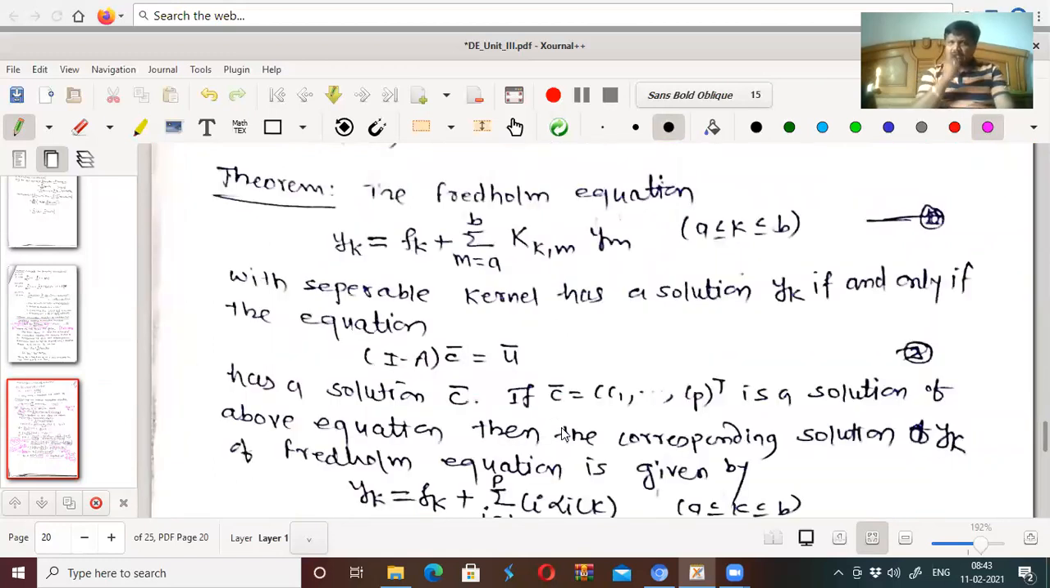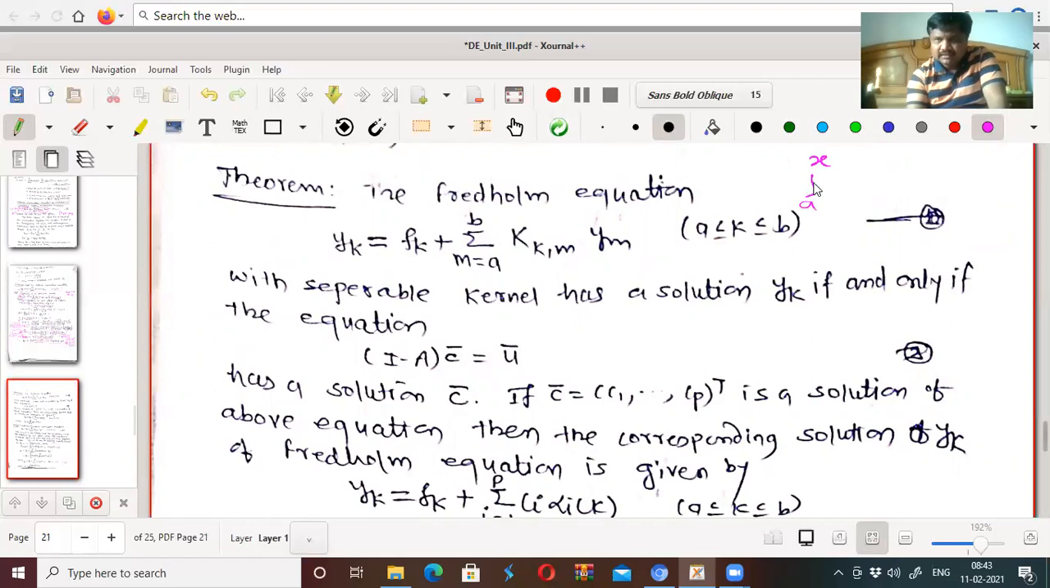Now we have a Fredholm equation also. What is the difference between Volterra and Fredholm equation? Only this: if the upper limit is variable, it is Volterra, and if the upper limit is constant, then it is called Fredholm, right? So here the equation of this form is called Fredholm equation.